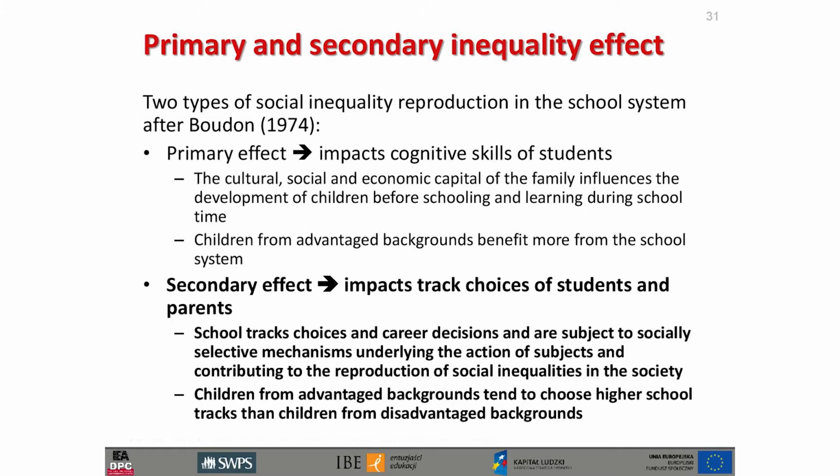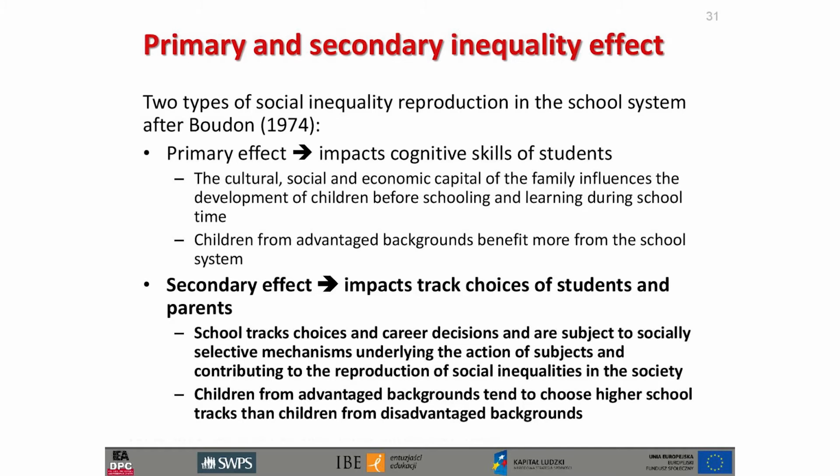The secondary effect, however, impacts the track choices of students and parents, and it is assumed that this secondary effect is on top of the primary. So, first of all, children attend the school better prepared, they benefit more from schooling, and at the end, when they have to choose a particular school track or education, they choose a higher school track when comparing children with the same ability levels. And school track choices and career decisions are subject to socially selective mechanisms underlying the action of subjects and contributing to the reproduction of social inequalities in the society.